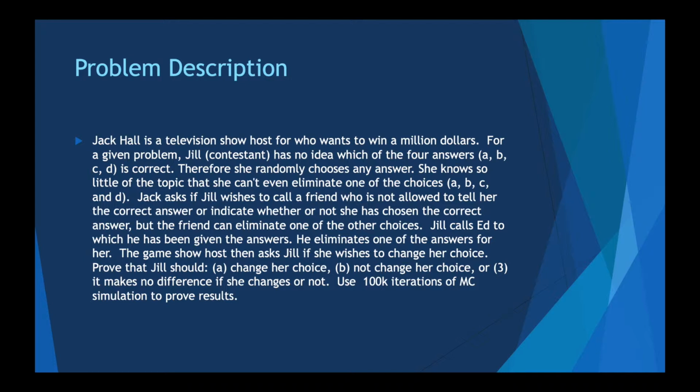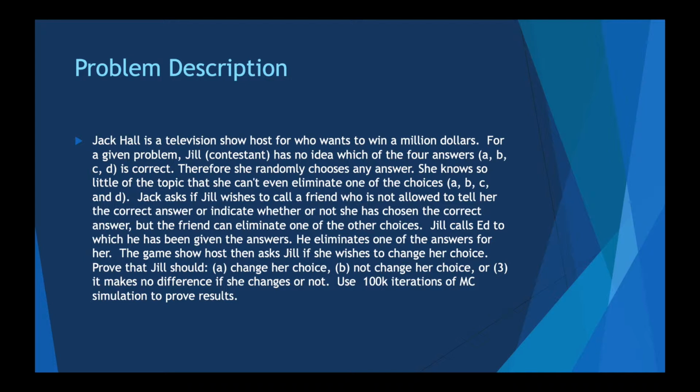Jack asks if Jill wishes to call a friend who is not allowed to tell her the correct answer or indicate whether or not she has chosen the correct answer. But the friend can eliminate one of the other choices. The contestant has the option to call Ed, who has been given the answers. He can eliminate one of the answers for the contestant, and then the game show host asks Jill if she wishes to change her choice or not.